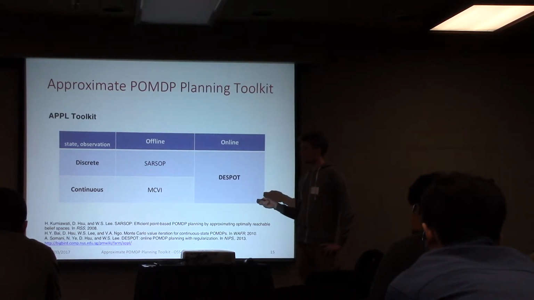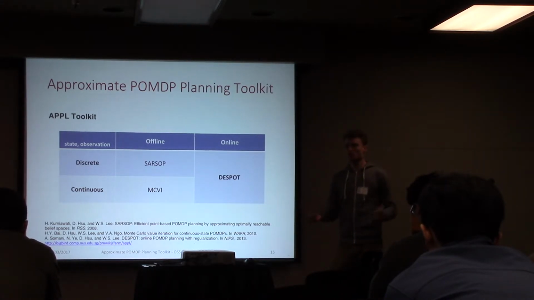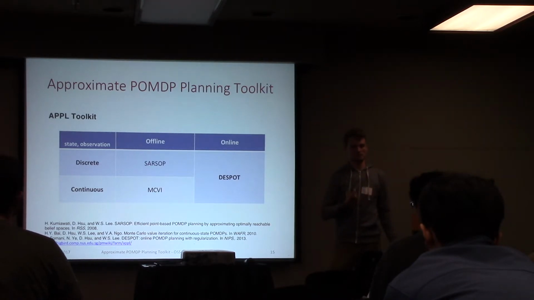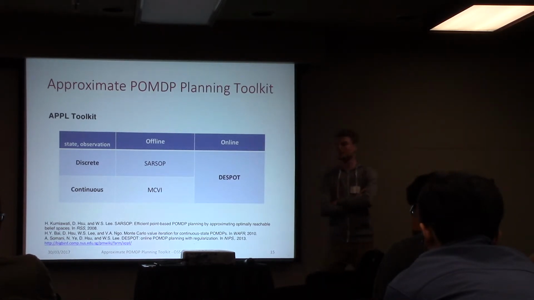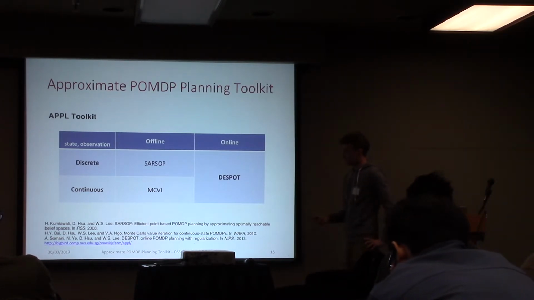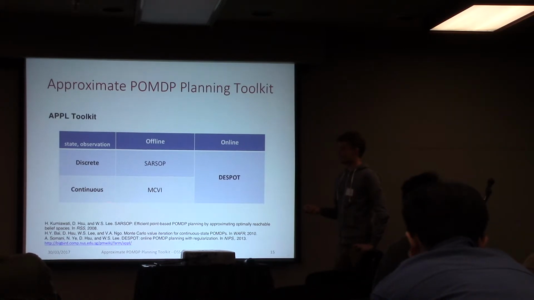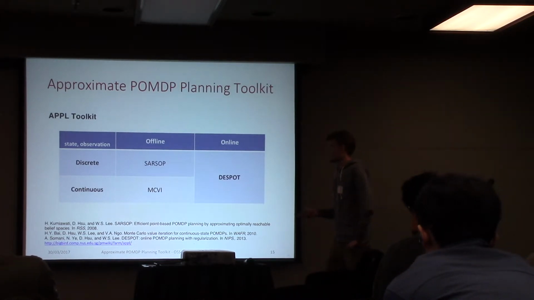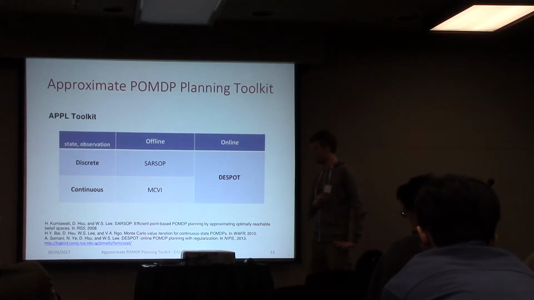It is an offline solver. It's restricted to discrete states and observations. But this is the most mature code. So people have been using this extensively. Then we have MCVI that extends this to continuous states and observations. And finally, we have an online planning algorithm DESPOT that I just talked about earlier that can handle both discrete and continuous problems. And this is the one that can scale to very large quantities.